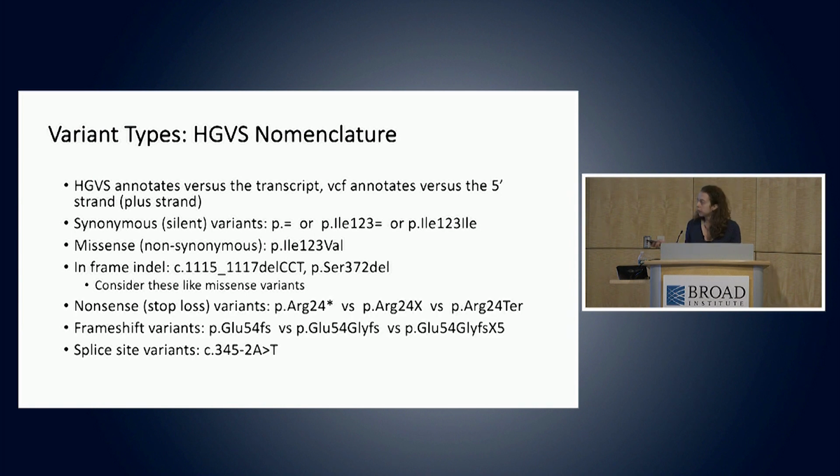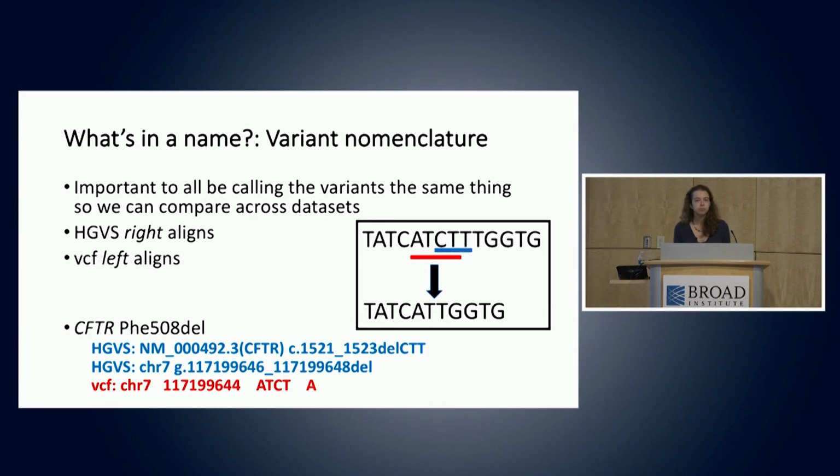We also have nonsense variants, which we'll see represented in these three different ways. That all means that there's a stop codon that's getting introduced. A frame shift is written these ways with the frame shift. It's nice when they have how many bases after the frame shift until you hit a stop codon. And then splice site variants are written as the nearest c. dot position, and then whether you're minus or plus. We'll go into that a little bit more in a few slides.